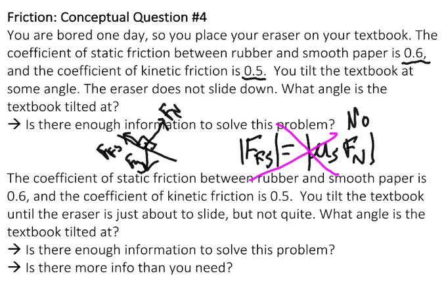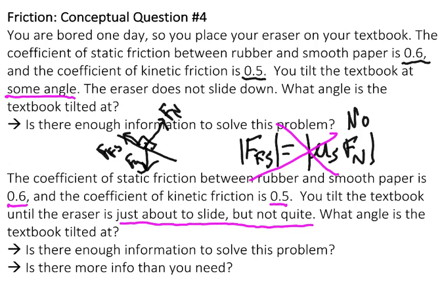The reason why this is not true is because I don't know that I'm at the maximum. This equation, static friction force is equal to mu s Fn, is only true when you're at the maximum static friction force, which is basically when the eraser is about to slip, but not quite. So the maximum friction force you can reach. And that's not necessarily the case here. We just tilted the textbook at some angle, right? That's not enough information. Now, what if we add that little piece of information? So we still know the coefficient of static friction, coefficient of kinetic friction. We're going to add the fact that now we are just about to slip, but not quite. So now that tells us that this equation is true.